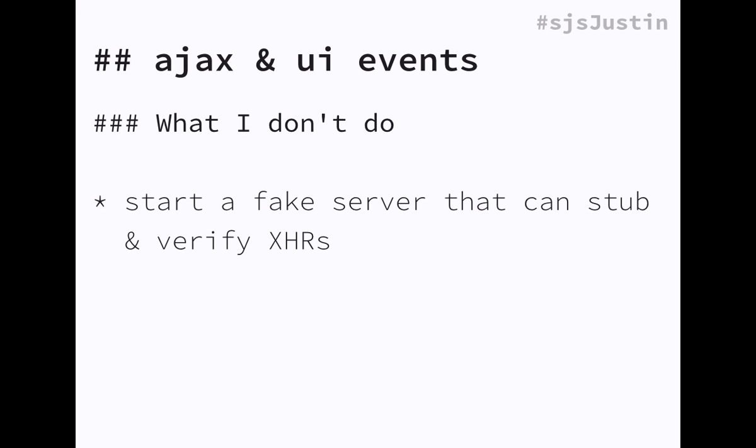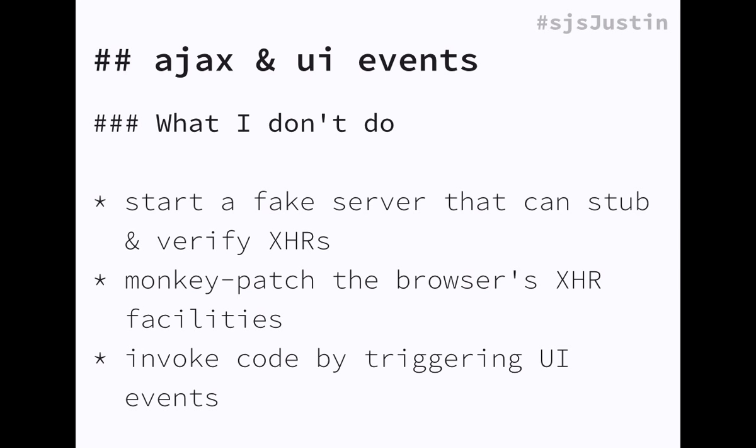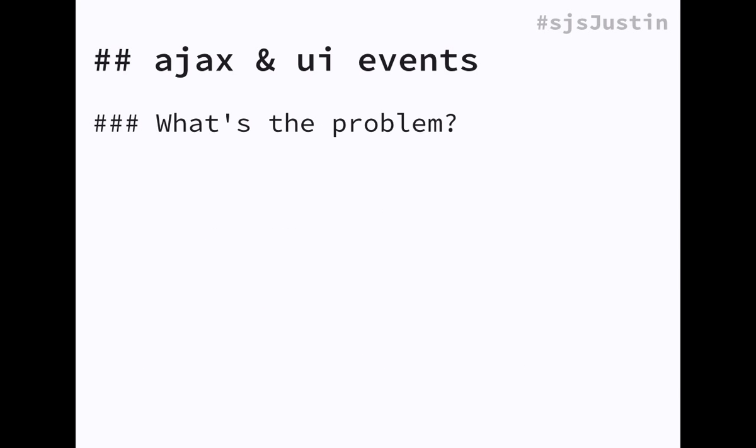Let's talk about Ajax and UI events. Some of the things that I don't do when I'm testing XHRs is I don't start a fake server that can then stub and verify that the XHRs are taking place, because I'm usually writing unit tests with Jasmine, and that's a little too integrated. I don't monkey patch the browser's XHR facilities either, and I tend not to invoke the code that's under test by, say, triggering a click event on something in the DOM. The problem with all of those things is that they're just too integrated for unit tests.